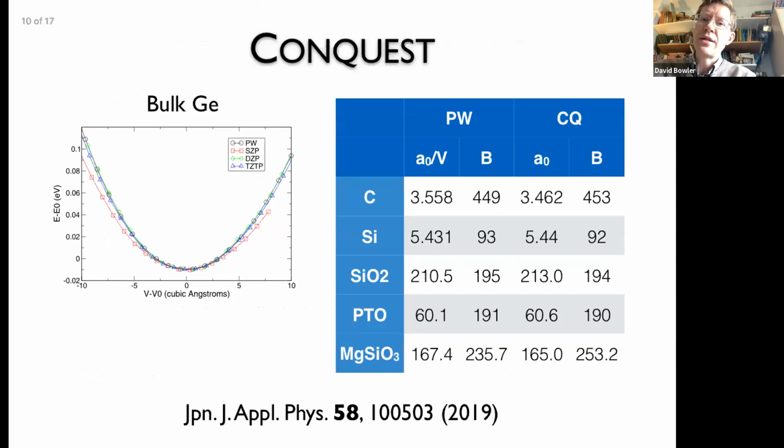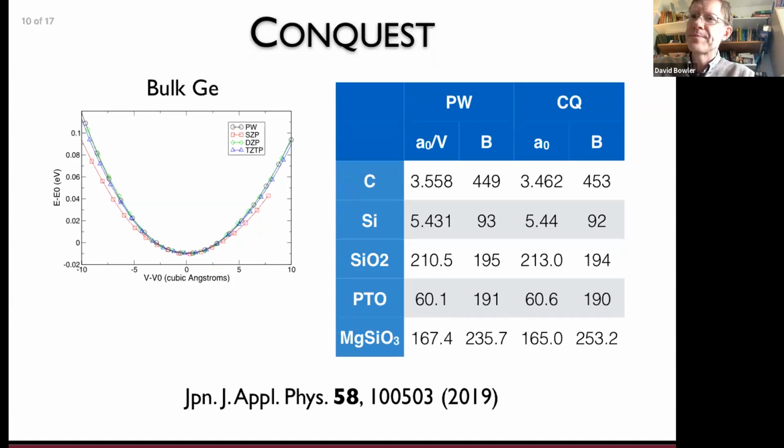So here on the left-hand side, we have a binding energy curve for bulk germanium. The circles and the black lines are fully converged Quantum Espresso calculations using the same pseudopotentials as CONQUEST. And you can see that with DZP or TZTP, so reasonably sensible basis sets, we reproduce that extremely well. And on the right, you can see a table which shows again that the lattice constant and the bulk modulus of a range of different materials is reproduced extremely well with CONQUEST basis sets. So that's reassuring. It means that we don't have to tune basis sets. We can just use the default sets and get good accuracy.